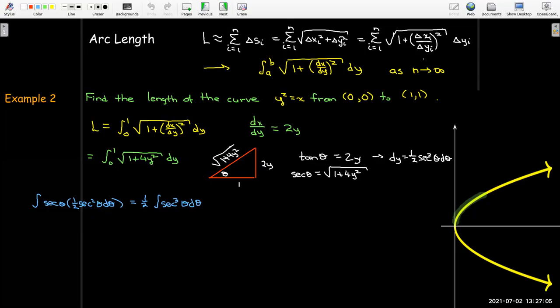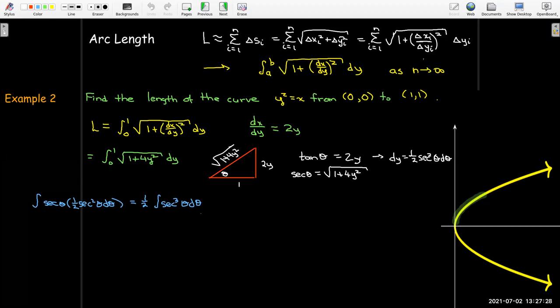I'm just going to find the antiderivative. Then I'll change my variable back to y and use the original bounds in terms of y. So we had previously calculated the antiderivative of secant cubed theta d theta. And I said at that time that we would be seeing it again. And sure enough, here we are.